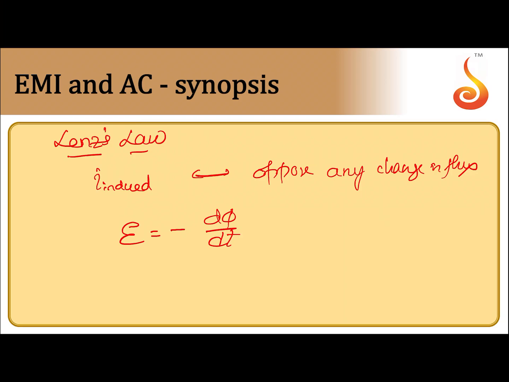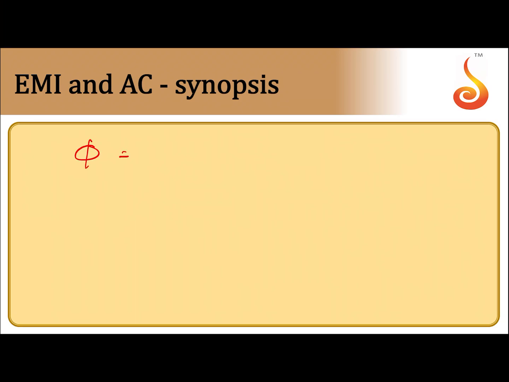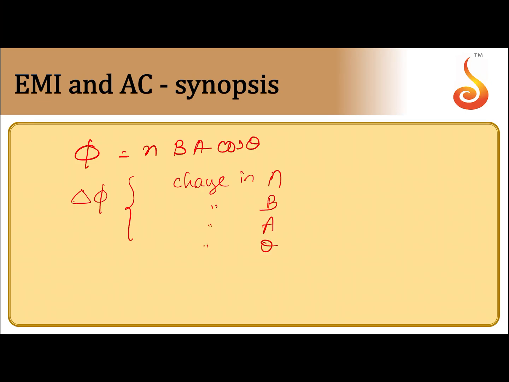Now, the flux being given by BA cos theta for one turn of the coil and NBA cos theta for N turns of the coil, the change in flux is perhaps due to change in number of turns or change in magnetic field, change in area, or probably change in theta, or any combination of them. Thus, if any one or more than one undergoes a change, then there is an induced EMF.